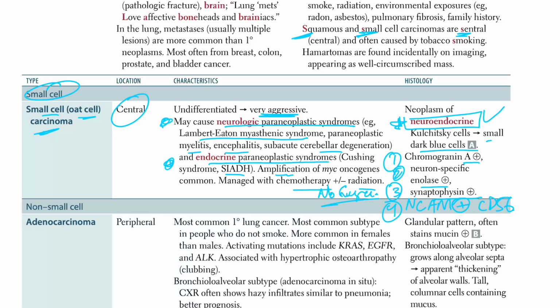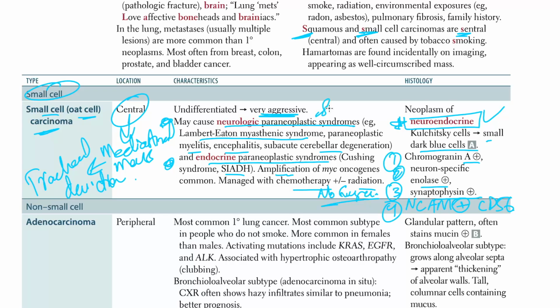What else can we have? Because it is central, if you think about it, it's going to cause a mediastinal mass. That mediastinal mass can cause obstruction of the mediastinal structures. On top of that, it can cause tracheal deviation. Smoking is a risk factor for this, and it occurs more in males than females. It is a very aggressive tumor.